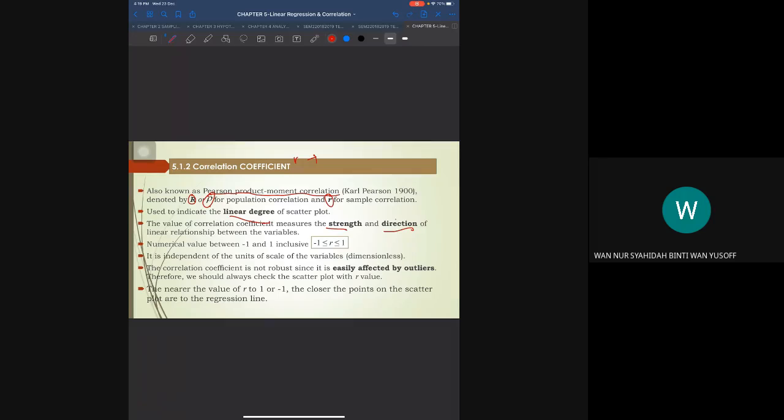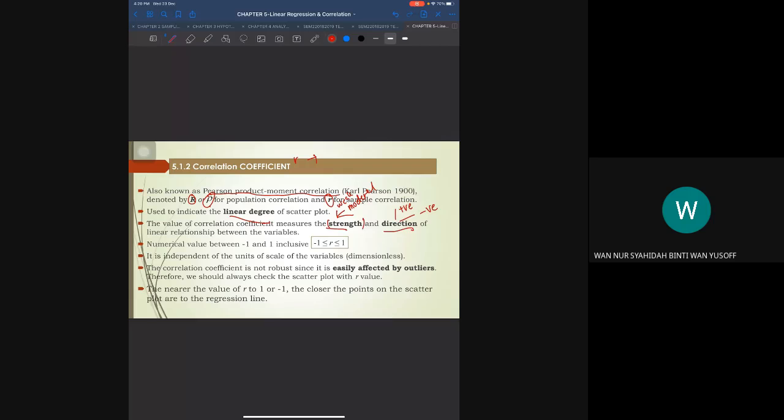Direction means whether you have positive or negative. If the r that you calculate is positive, then you will have a positive direction. If the value of r you get is negative, then it is a negative direction. The strength means the level of how much they are related to each other. So we have weak, moderate, and strong.